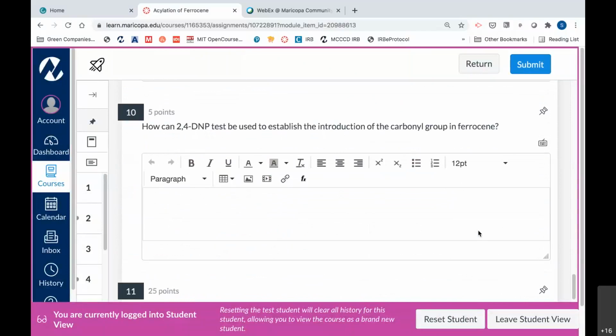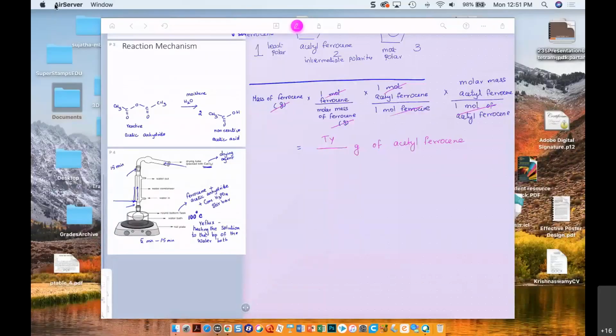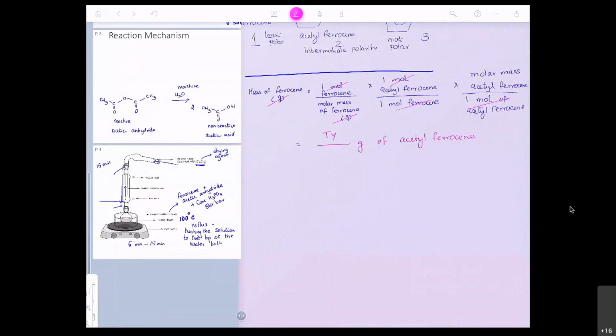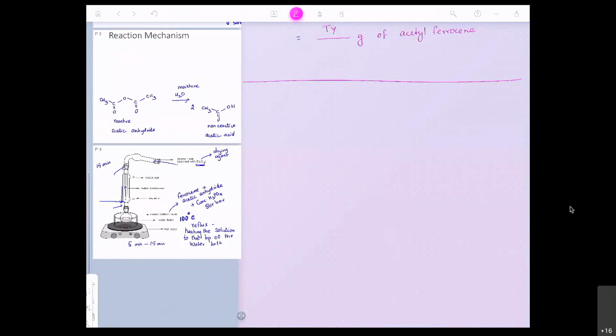Our next question is, how can 2,4-DNP tests be used to establish the product? So this is a visual test on how you say that you formed the product using 2,4-DNP. This should take you back to a couple experiments back, on how you did this with 2,4-DNP. 2,4-dinitrophenylhydrazine and hydrazone is what we are looking at. I'm giving you the structure of 2,4-DNP. And how do you know that this reaction has taken place?